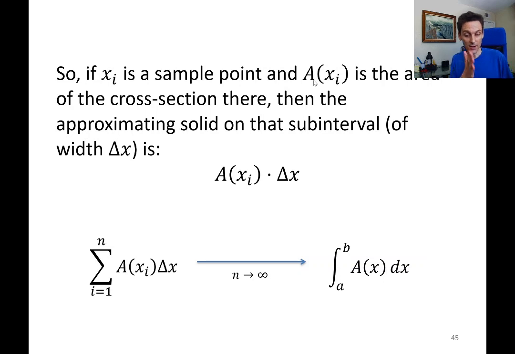So if A of x sub i is the area of the cross-section at x sub i, then the approximating solid on that subinterval, which is going to have a width of delta x, will be A of x sub i times delta x. Again, this is the volume of an approximating cylinder. So our approximate volume of all the cylinders would be the sum as i goes from 1 to n of A of x sub i delta x. Then when we take the limit as n approaches infinity, as our delta x's are shrinking down to 0 and our cylinders are getting more and more skinny, we get the integral from a to b of A of x dx.